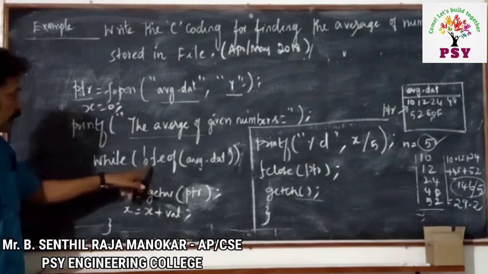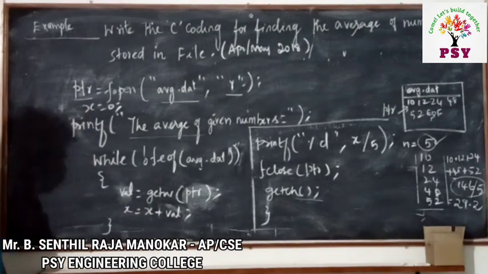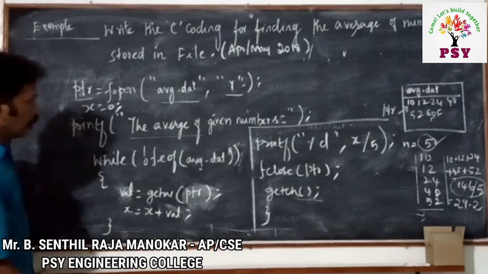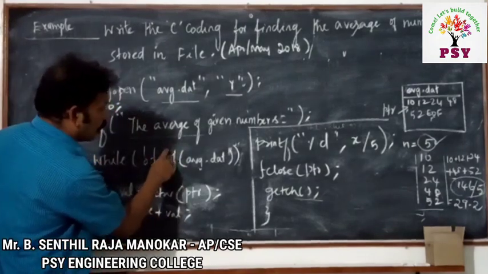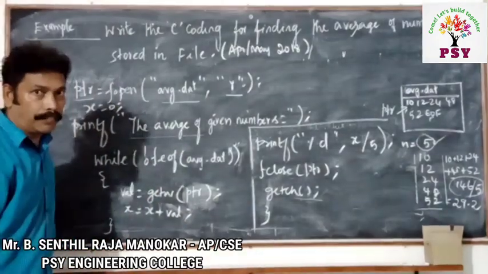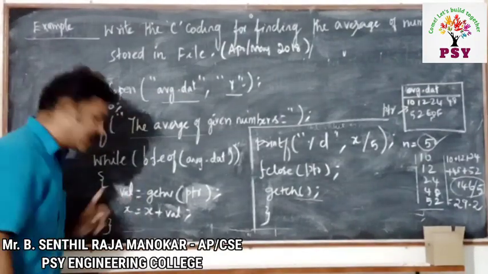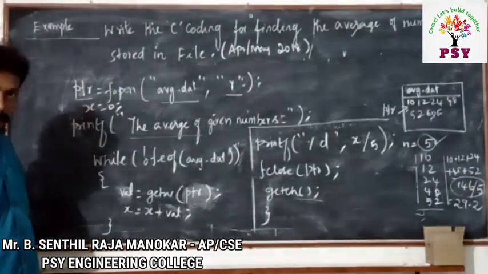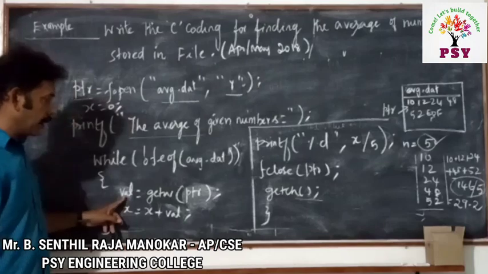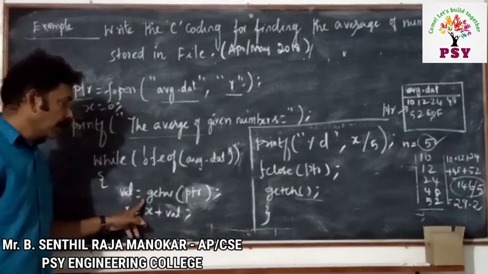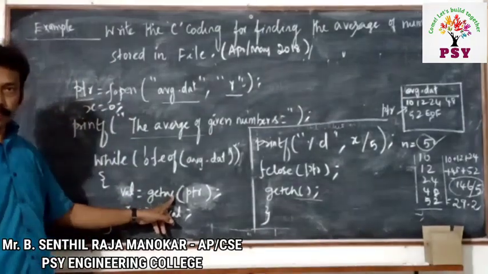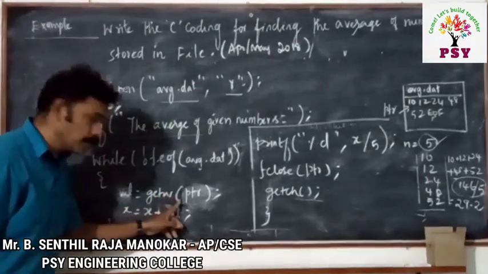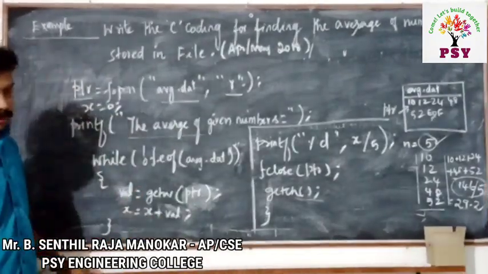Okay. So first you get the first value. You get the first value, so we have a 10. That is not equal to end of file, true. Then it will enter over here. So what will happen here? val is equal to getw, val is equal to getw of the pointer.